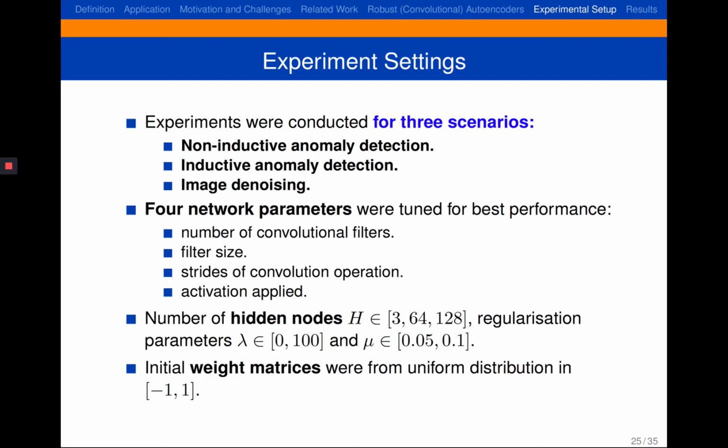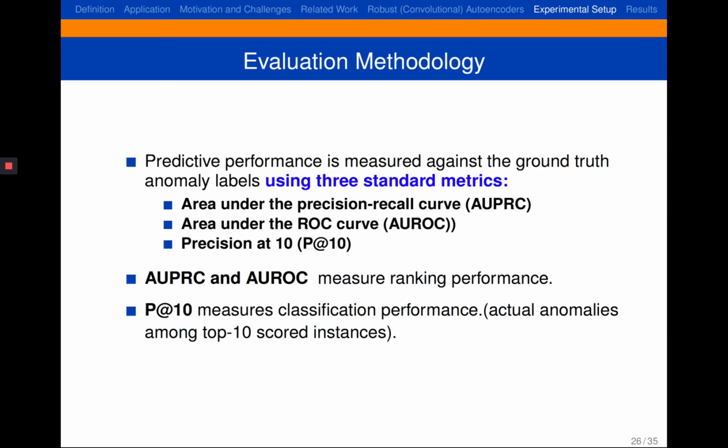Initial weight matrices were derived for initializing the network weights from a uniform distribution from -1 to +1. The metrics used for evaluating the techniques are mainly the AUPRC, the area under the precision recall curve, and the area under ROC. While the AUPRC and the AUROC measure the ranking performance, the precision at 10 measures the classification performance, the actual anomalies among the top scored instances.